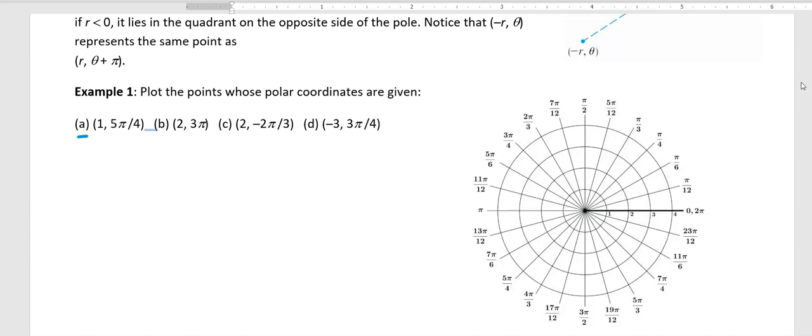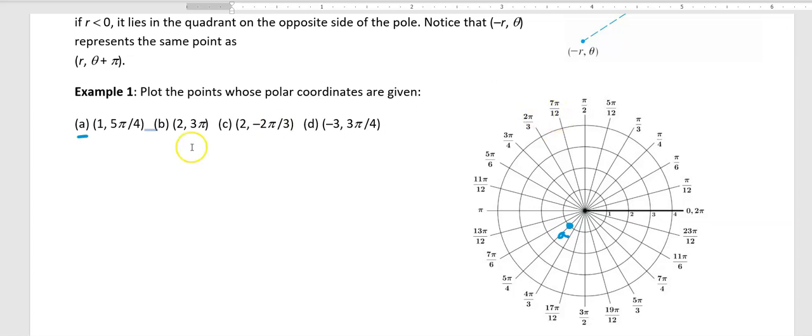So if we're trying to find (1, 5 pi over 4), we're going to use this first circle for our radius, and then for 5 pi over 4, we're going to find the angle 5 pi over 4 in the counterclockwise direction. So there's 5 pi over 4 with a radius of 1, and we're going to plot our point right here. So our first point we're going to label as A, with a radius of 1 at the angle 5 pi over 4.